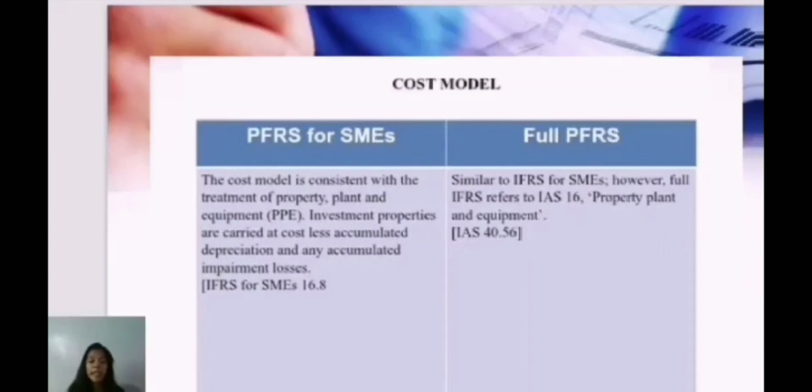The PFRS for SMEs is now amended to allow the revaluation of PPE. Paragraph 17.15 provides that an entity shall choose either the cost model or the revaluation model as its accounting policy and shall apply that policy to an entire class of PPE. The PFRS for SMEs and full PFRS are now the same with respect to matters related to PPE, such as measurement, depreciation of significant components, revaluation, impairment, and recognition.